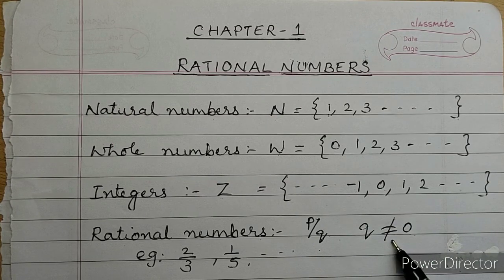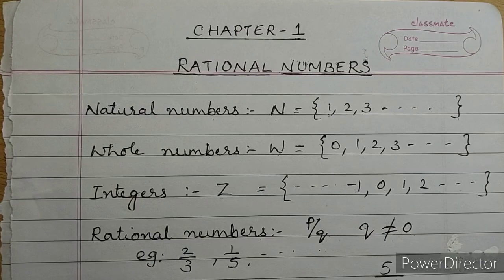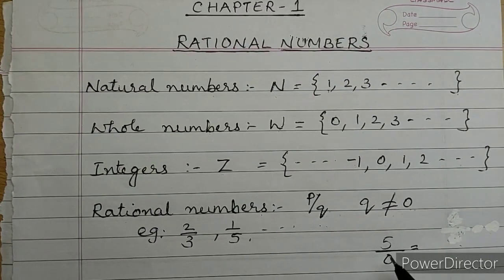Now see the condition, Q not equal to 0. If Q becomes 0, P by Q form will become a number divided by 0. Any number divided by 0, that is 5 divided by 0, is not defined. Not defined, we will represent it as infinity. So any number divided by 0 is not defined, which is represented by infinity.